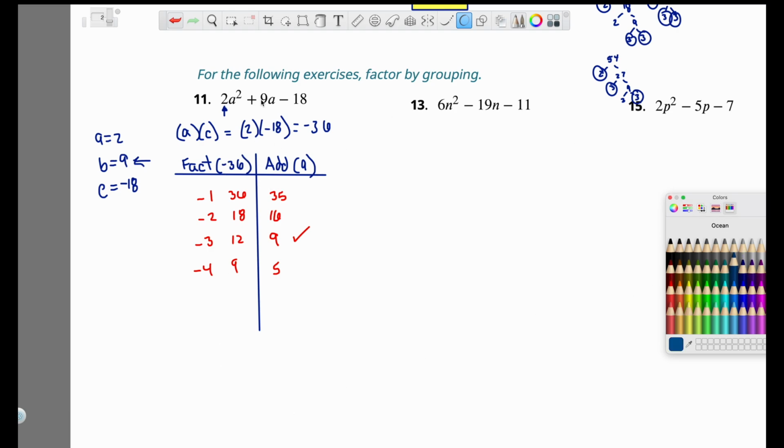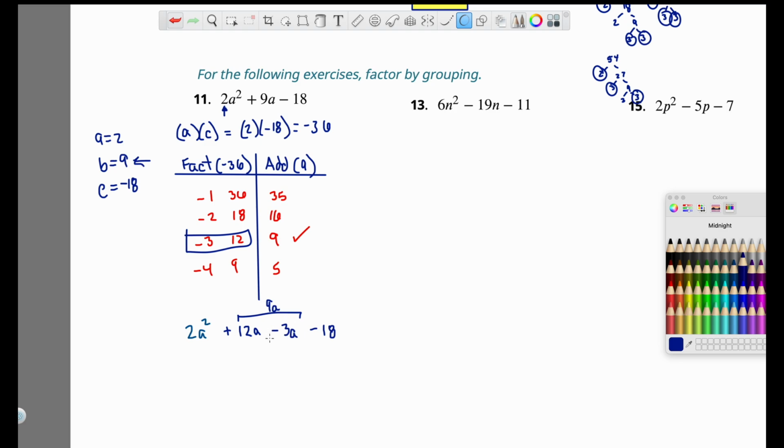So now we're going to write 2a squared, and we're gonna break these two factors up. Now 2 doesn't go into negative 3, but 2 does go into 12, so I'm going to use the 12 first. 12a, and then minus 3a, and then I write my negative 18. Look, all I've done is replace the 9a, which was here. I just broke this up to 12a minus 3a.